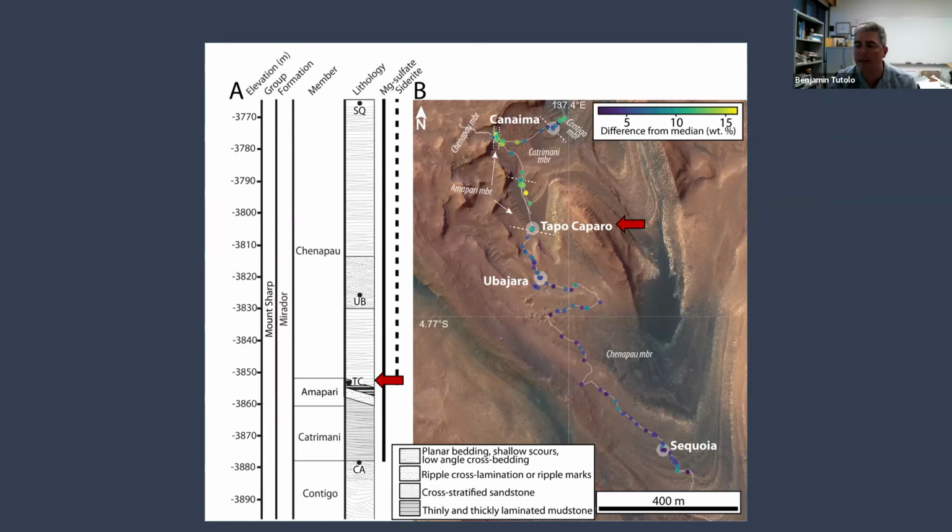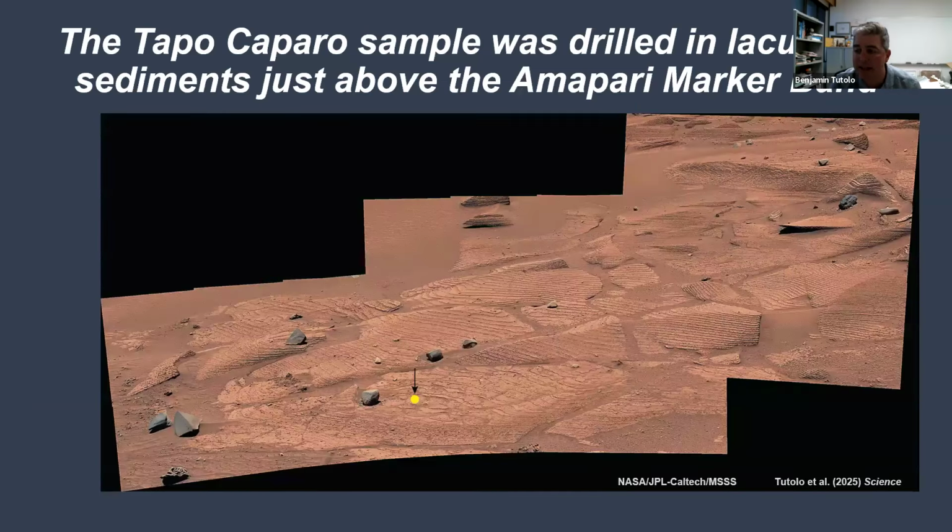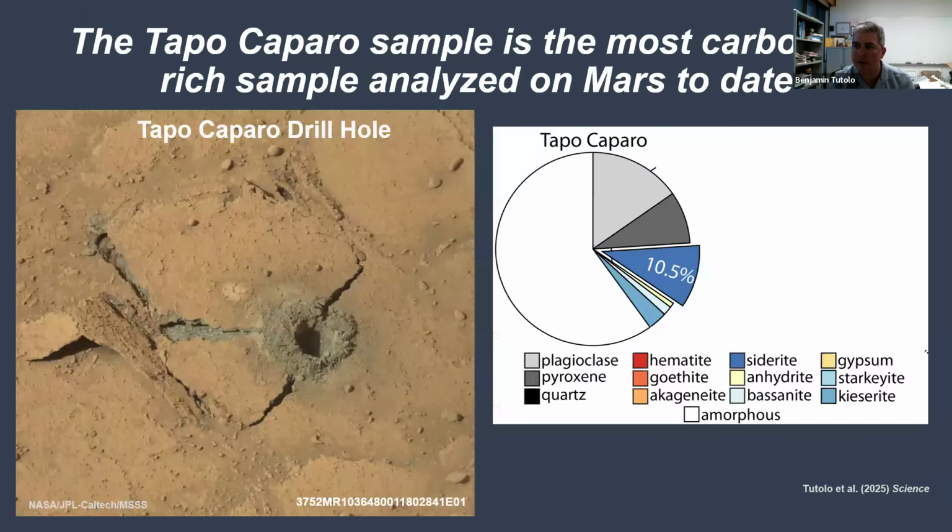And the Topo Caparo sample was acquired from this site here, and you can see it looks like it was in a fairly deep lake at this point based on the sedimentary features here. And it was drilled just above the marker band, so perhaps in a transition away from those wave rippled into a deeper lake strata. And what we discovered here was a surprise to basically all of us on the mission.